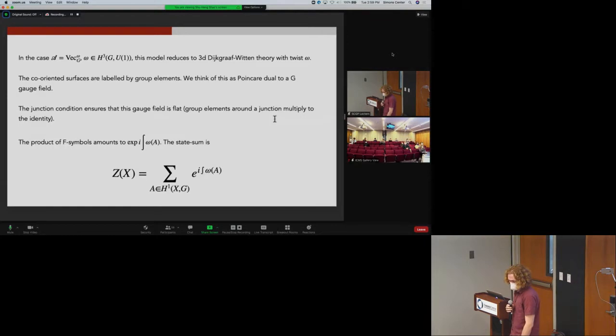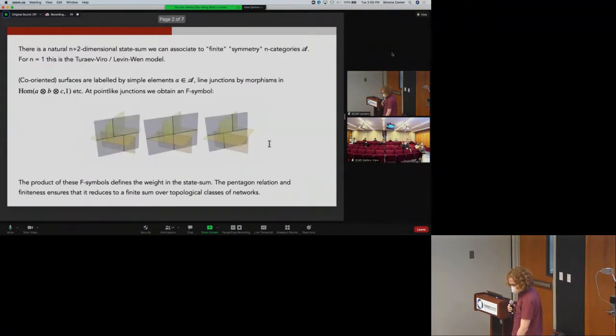So for instance, if we study a category associated to a finite group, maybe with some non-trivial F symbol given by this group cohomology class, this is just another way of talking about 3D Dijkgraaf-Witten theory. So we know a lot about that theory. This state sum is literally just the sum over gauge fields. So you can think about these co-oriented surfaces, or hypersurfaces in general, as defining some kind of gauge field for this symmetry n category.